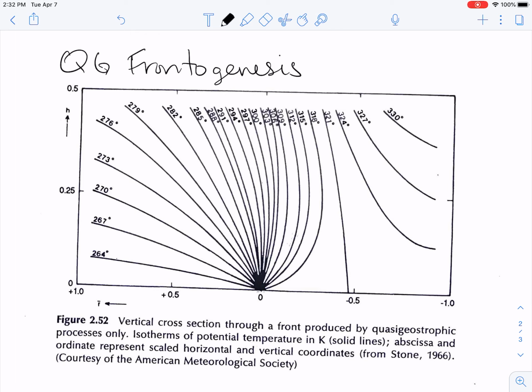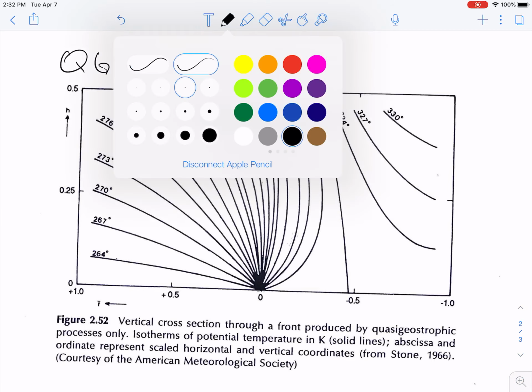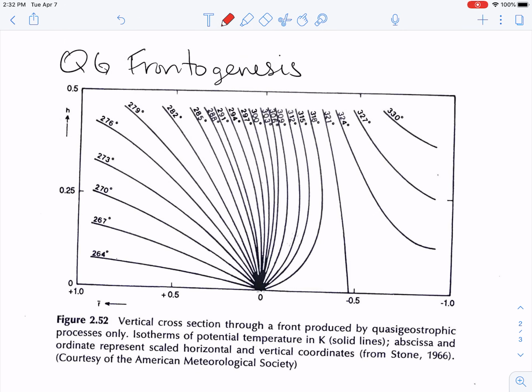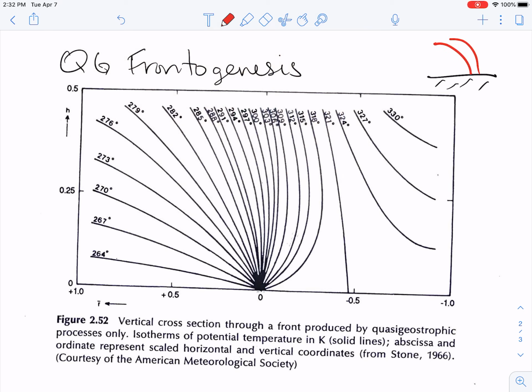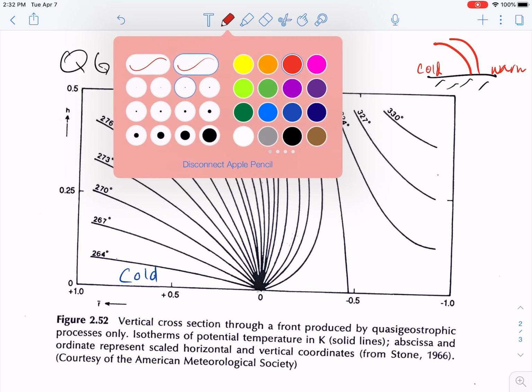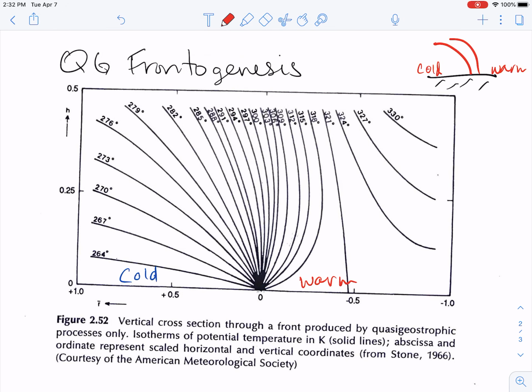In this scenario, what we find is that this simple modeling is still, 1, too slow. 2, our frontal zone does not slope properly. Recall that, remember, any front should, if we draw the ground and draw some isentropes, bend only towards cold air. Here we do have some bending towards cold air, but we also have some bending towards warm air.